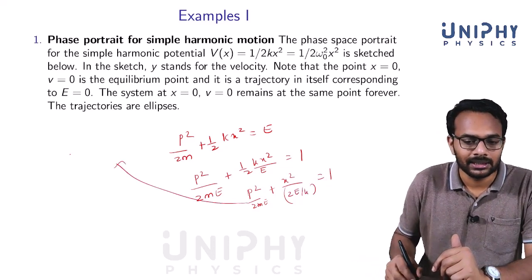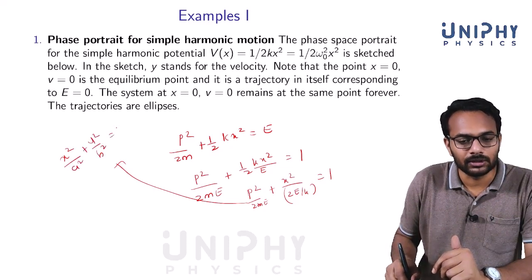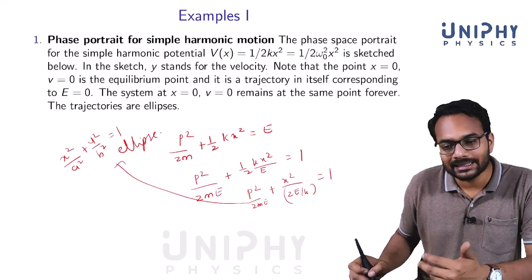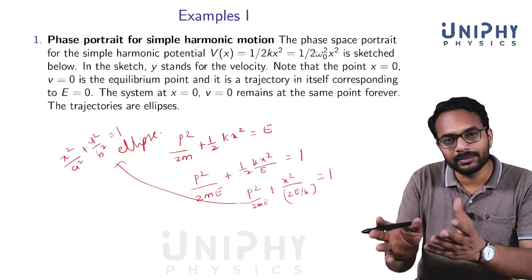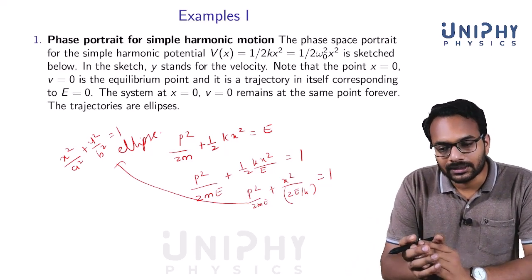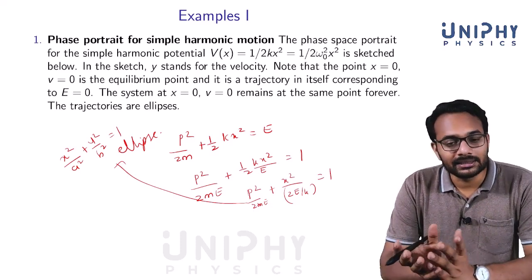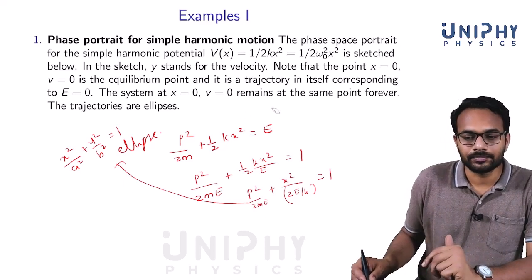What is this equation? This is of the form x square by a square plus y square by b square is equal to 1, and this has to be an ellipse. So we immediately see that these are ellipses. Depending on the energy, these are ellipses with different major and minor axes. The energy determines the major and minor axis, all right?